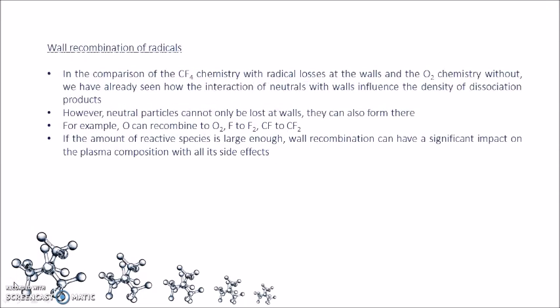In the comparison of the CF4 chemistry with radical losses at the walls and the O2 chemistry without, we have already seen how the interaction of neutrals with walls influences the density of dissociation products. However, neutral particles can not only be lost at walls, they can also form there. For example, O can recombine to O2, F to F2, CF to CF2, etc. Note that this can introduce new species to a chemistry, such as F2 in CF4 discharges. If the amount of reactive species is large enough, wall recombination can have a significant impact on the plasma composition with all its side effects. Different electronegativity, changes in electron temperature.